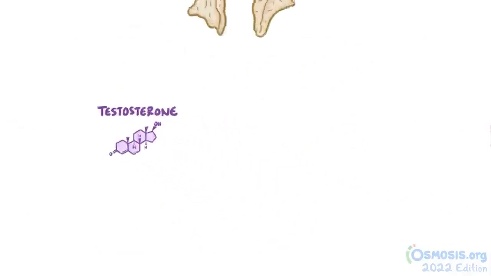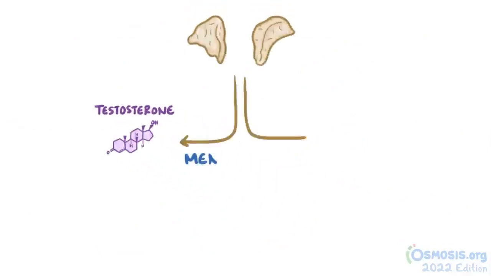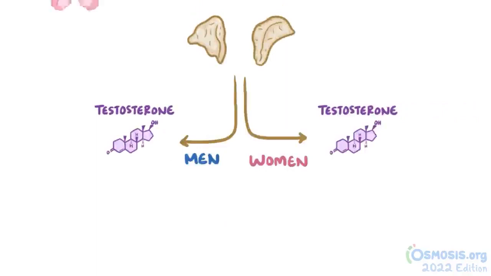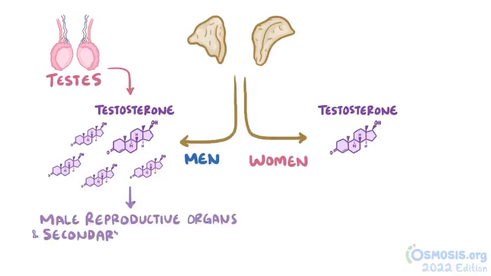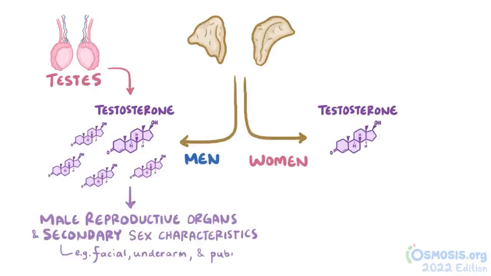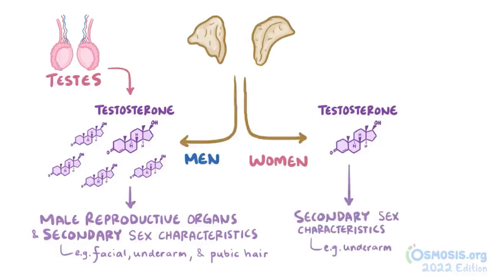The adrenal glands are involved in testosterone production in both men and women, but the amount that the adrenals contribute is pretty small in men compared to the testes. In men, testosterone is responsible for the development of male reproductive organs and secondary sex characteristics like voice changes and facial, underarm, and pubic hair. Since women don't have testes, they have relatively low levels of testosterone, but it's just enough to influence secondary sex characteristics like underarm and pubic hair.